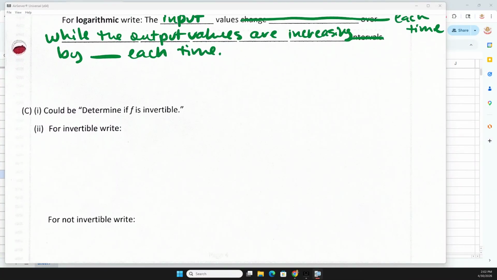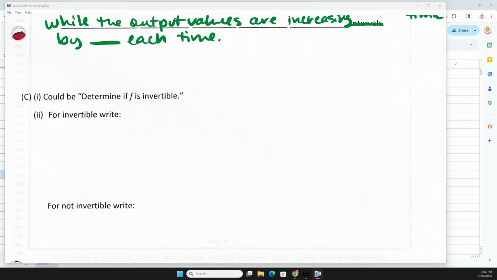And so it's possible that C is going to ask if it's invertible. And then if you're looking at a graph, how can you tell if a graph is invertible? Just by looking at it. The horizontal line test. So if it passes the horizontal line test, the function is invertible. If it doesn't, then it's not invertible. And then with a table, you just make sure that the y's don't repeat a value.